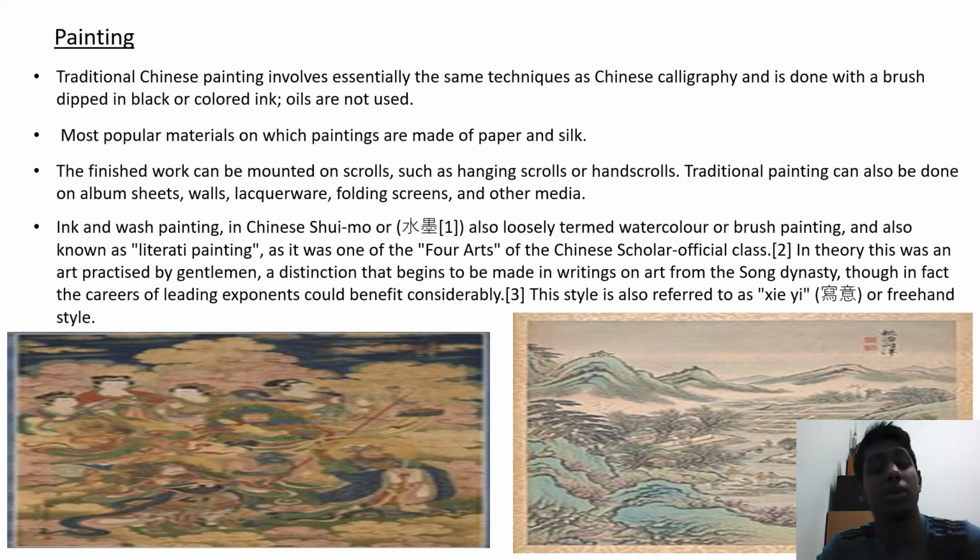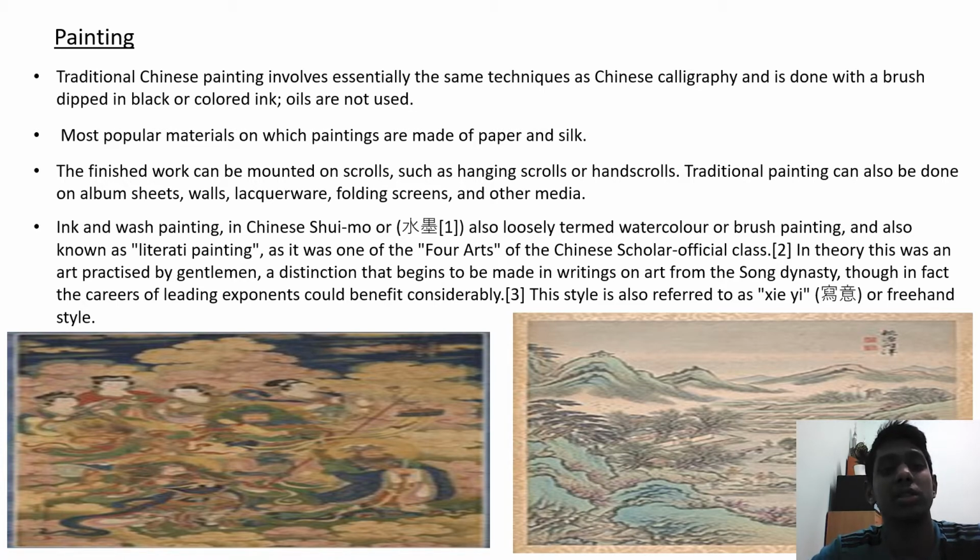Okay, let me go to the Chinese painting. Traditional Chinese painting involves essentially the same technique as Chinese calligraphy and is done with a brush dipped in black or color ink. Oils are not used. So we can see that in Chinese painting they always use a brush and paints.